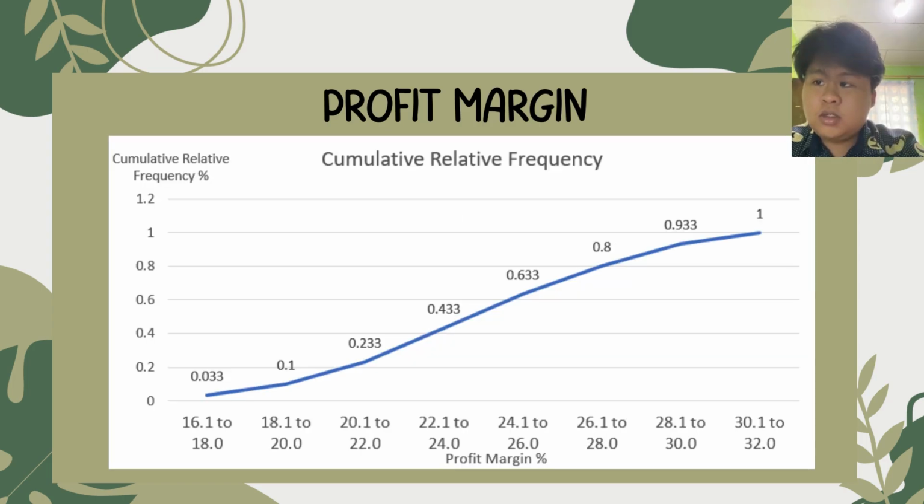Last but not least, the cumulative relative frequency for profit margin graph shows that it gradually increases to the right and is less steep than the production cost cumulative relative frequency graph. So in short, the data distribution for the profit margin increases more evenly than the production cost.